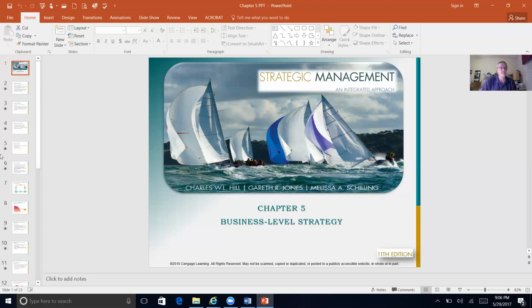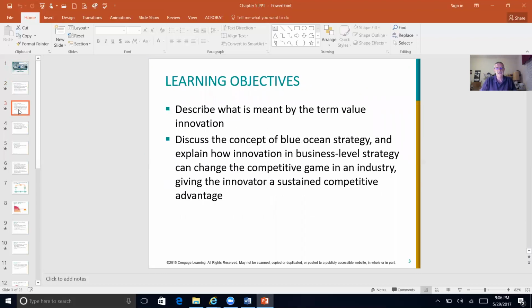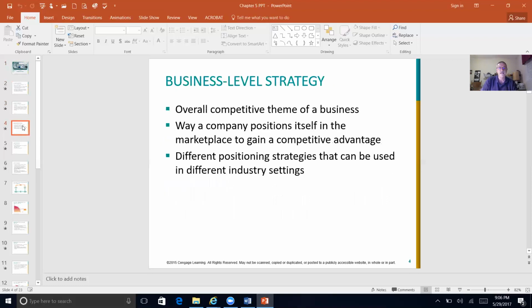So with that, let's look at the learning objectives. What is the difference between low cost and differentiating strategies? How are we going to attain that differential or low cost strategy that gives that company that competitive advantage, and how can we go about executing some of this business level strategy? As well as, what do we mean by the term value innovation, the concept of the blue ocean strategy? That is what we hope to accomplish in this particular video tonight.